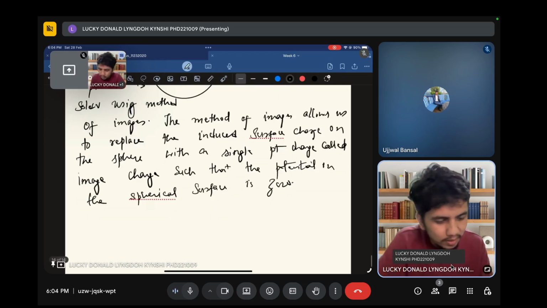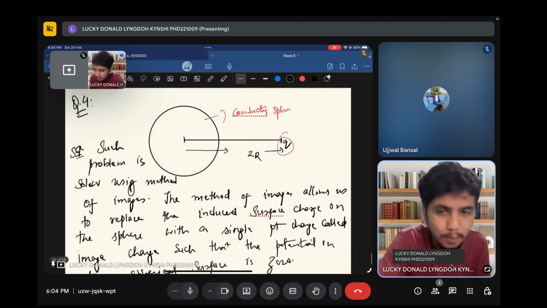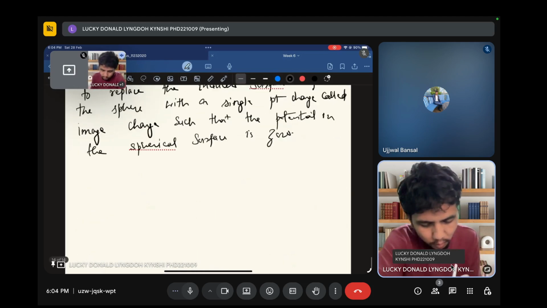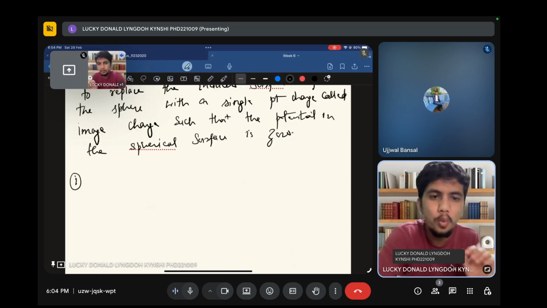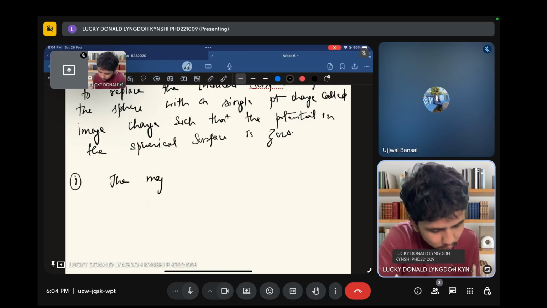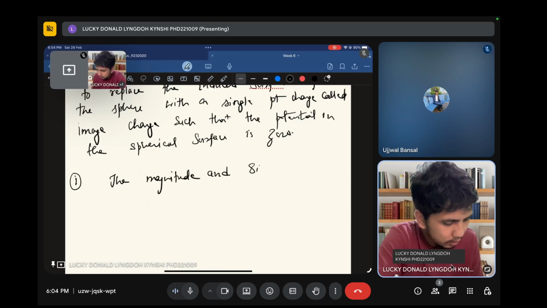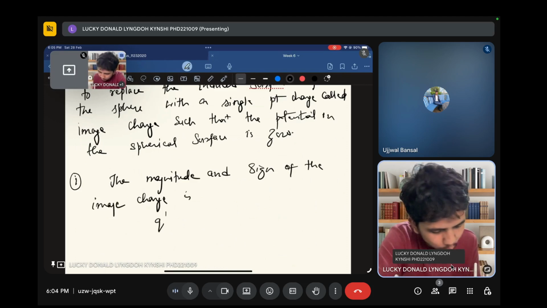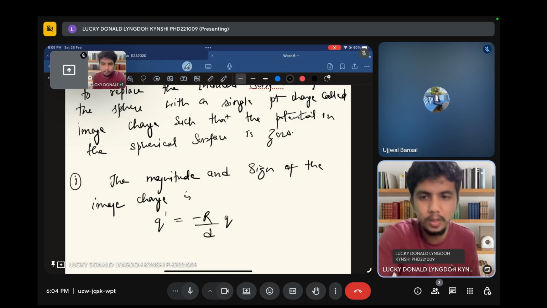Now I have given you this diagram. You have a point charge plus q located at a distance of 2r. The first question asks, what is the magnitude and sign of the image charge? It is given by q prime is equal to minus r by d into q.